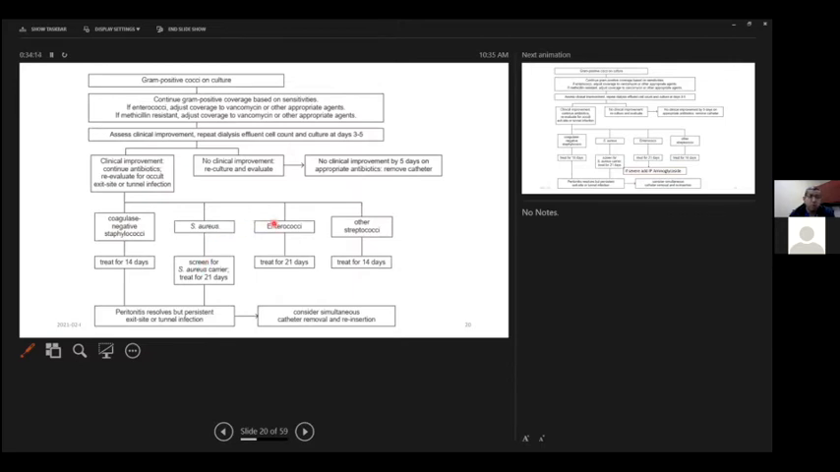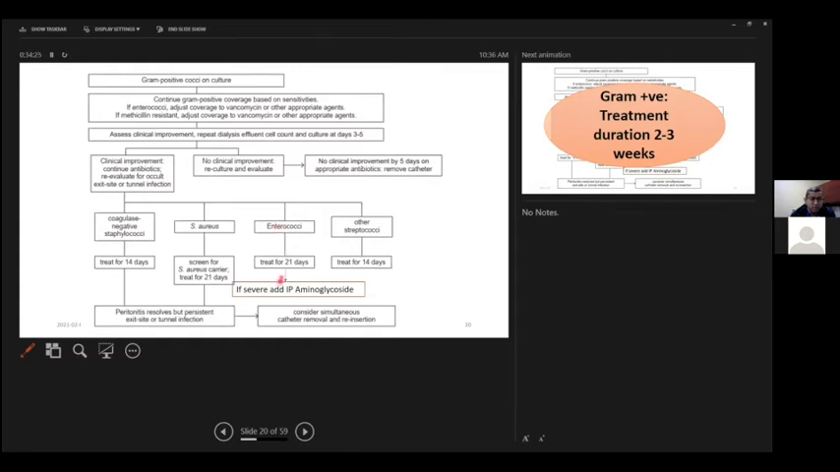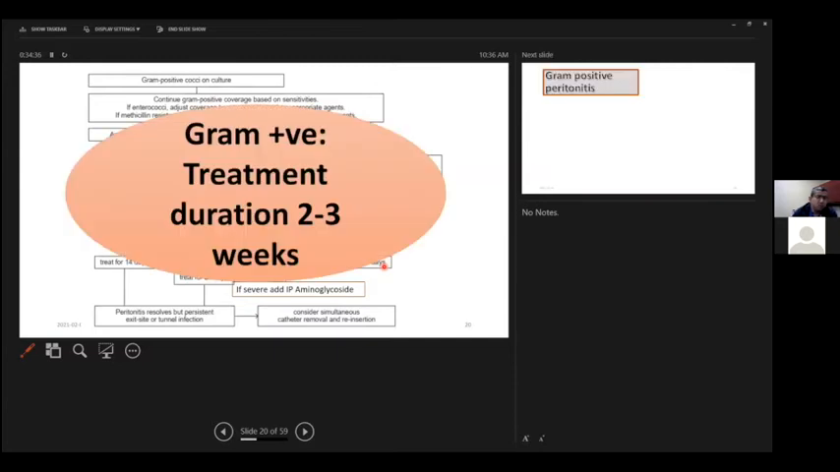Okay. If it is enterococci, though it is a gram positive, you treat it as gram negative because this is really a nasty bug. It may need double antibiotic coverage. Like if it is severe, you may want to add an intraperitoneal aminoglycoside as well. And then other streptococci, which are again like CoNS, treat for 14 days. So what you need to understand is that for gram-positive peritonitis, the treatment duration is 2 to 3 weeks. The 3-week ones are staph aureus and enterococci, so all the rest are 2 weeks, okay?